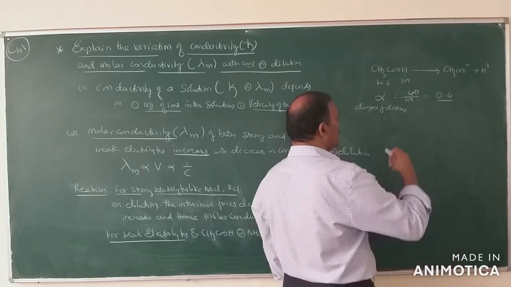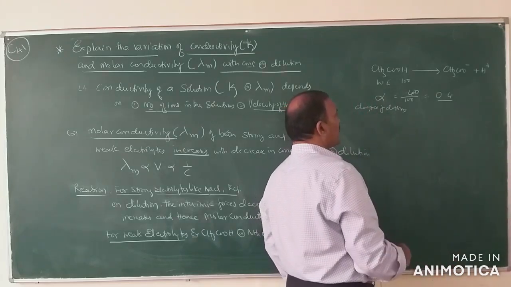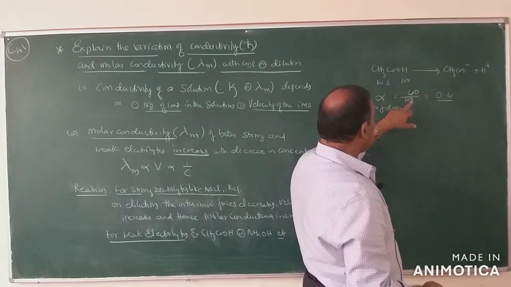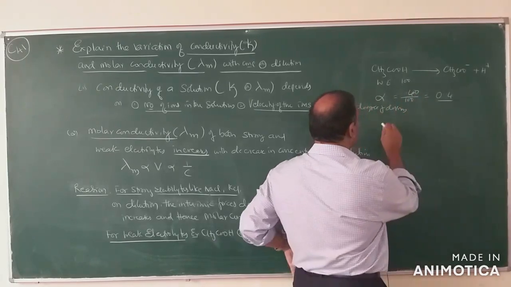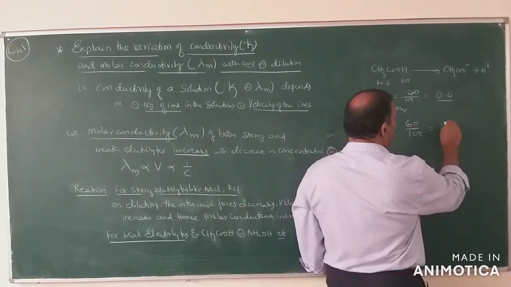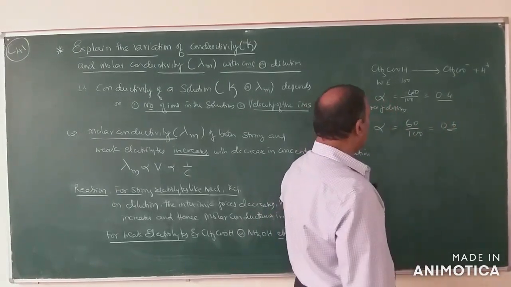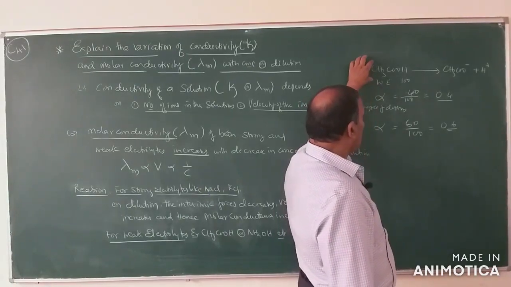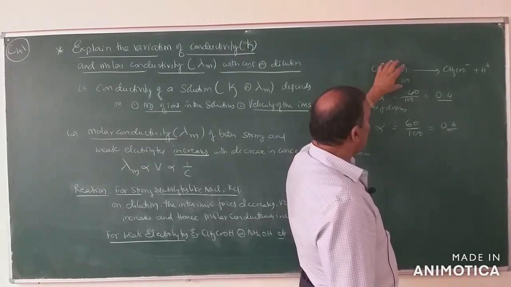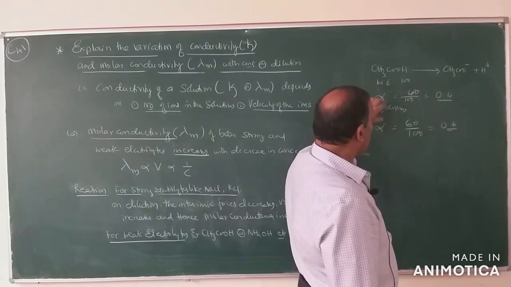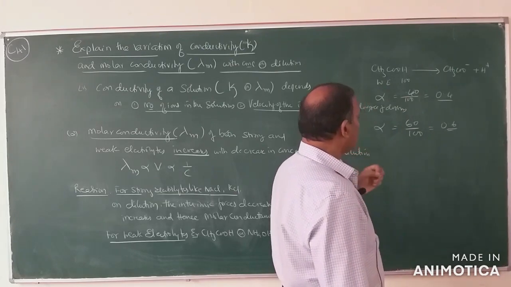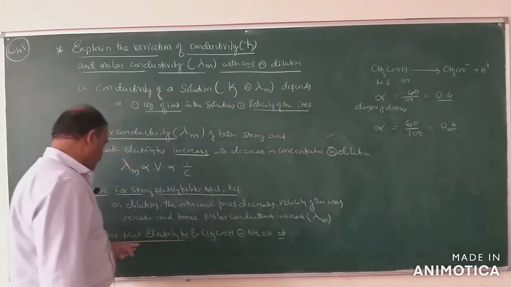Now, if this solution is diluted, what happens? The dissociation of acetic acid increases. That means, instead of 40 molecules, 60 molecules undergo dissociation and alpha increases to 0.6. So in the case of weak electrolytes, on dilution, the degree of dissociation increases, the number of ions increases, and hence molar conductivity increases.